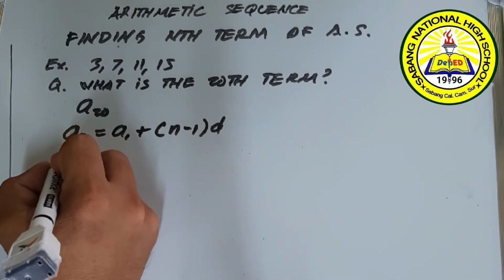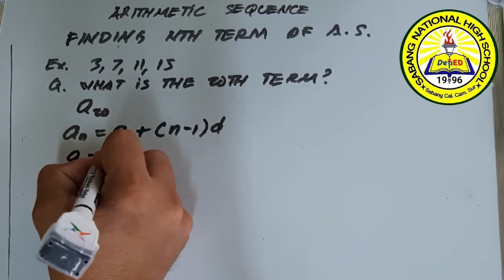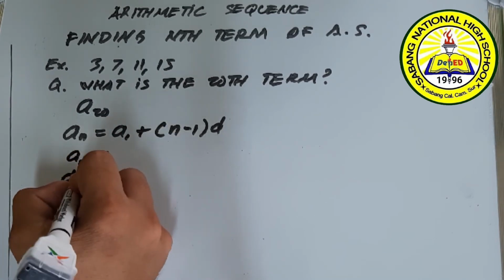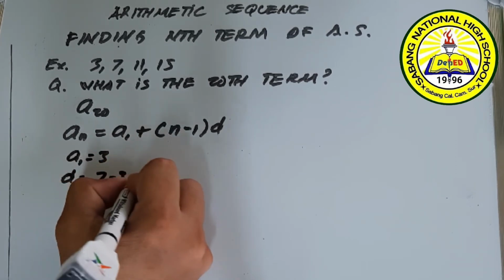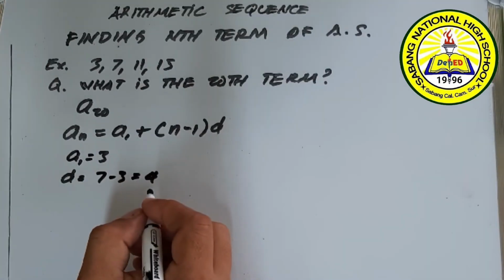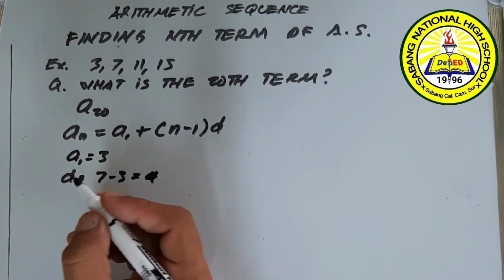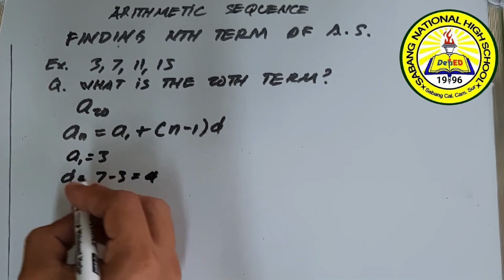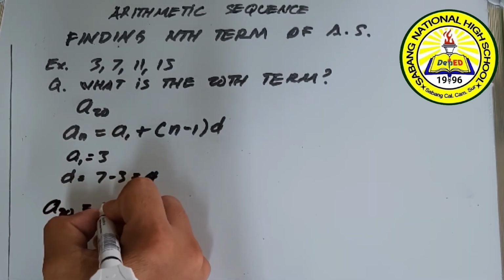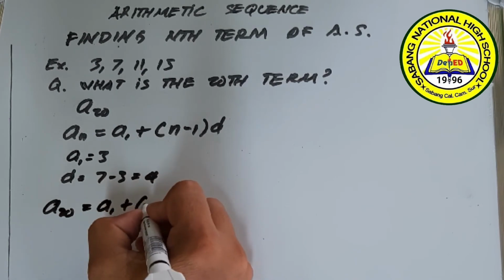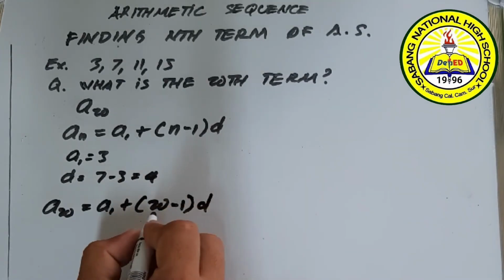Based on the example, a sub 1 is equal to 3, and the common difference is equal to 7 minus 3, that is 4. Having the first term 3 and the common difference 4, we can now have any term in the arithmetic sequence. So, a sub 20 is equal to a sub 1 plus 20 minus 1 times the common difference.